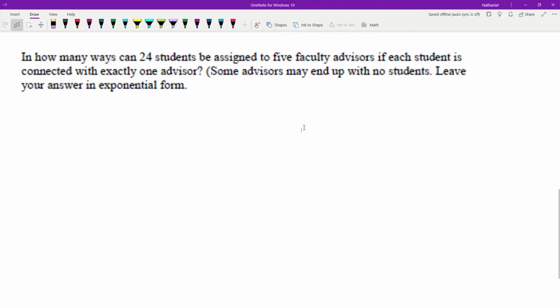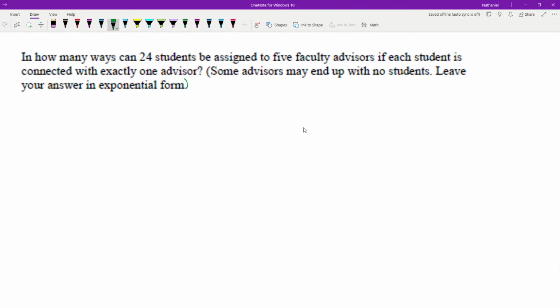In how many ways can 24 students be assigned to 5 faculty advisors if each student is connected with exactly 1 advisor? Some advisors may end up with no students. Leave your answer in exponential form. Oh, they gave us a trick and they didn't even close their bracket. Come on, disrespectful. All right.